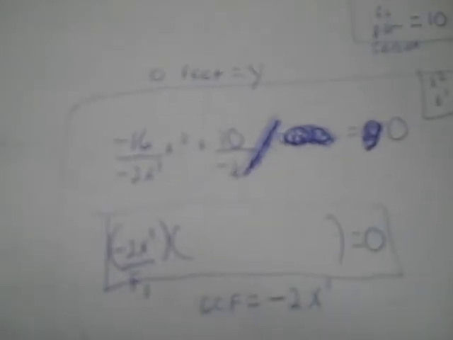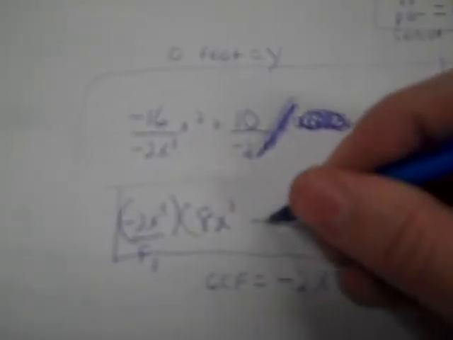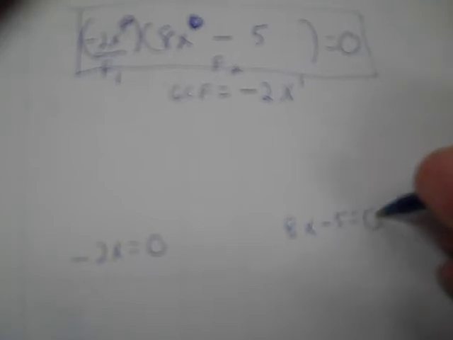Okay, now negative 16 divided by negative 2 is 8. X, 2 minus 1 is 1. Then positive 10 divided by negative 2 is negative 5. So we have x minus 5. That's F2. Now, get those 1 powers out of there. You don't want 1 powers when you're solving an equation. It just serves as a distraction. So negative 2x could equal 0, or 8 times x minus 5 could equal 0.